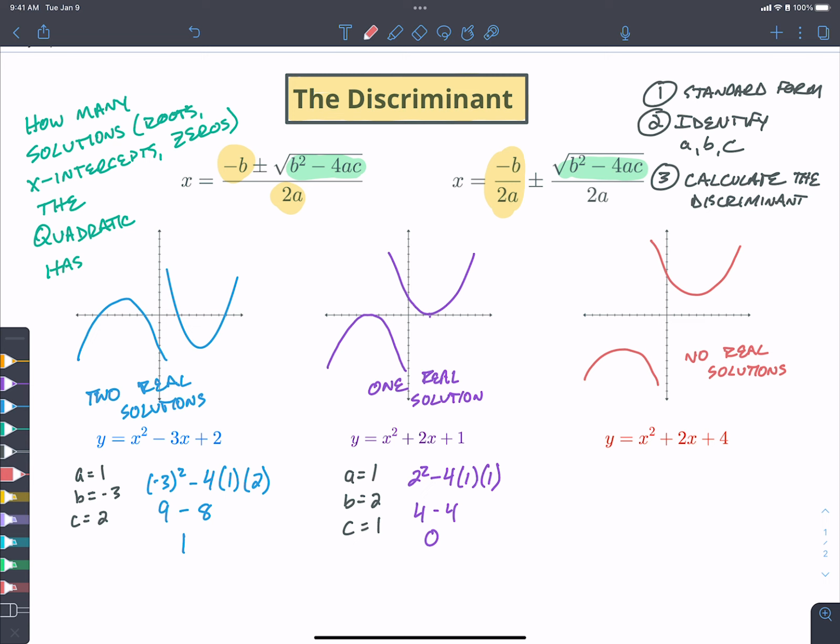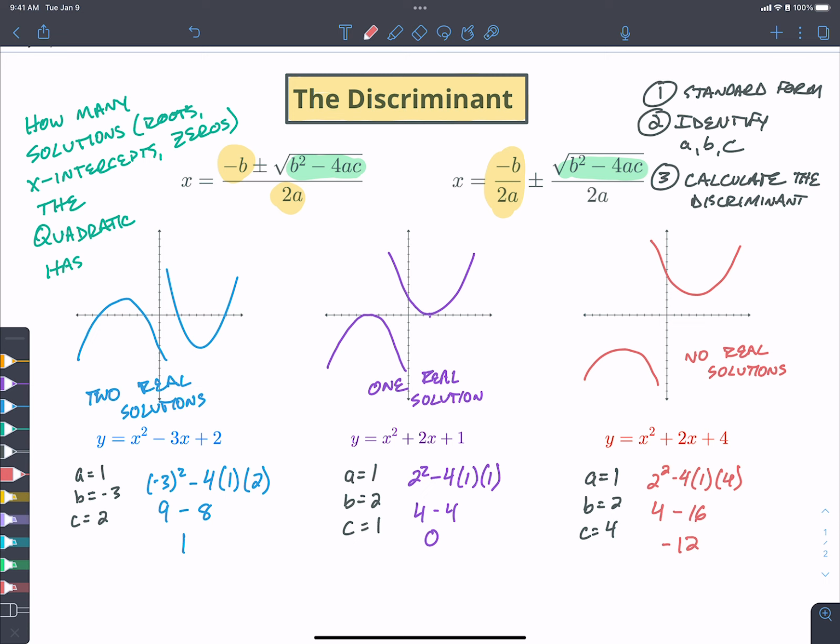And what about our red one? So we've got our a equals 1, b equals 2, c equals 4. Now, of course, all of these have a values of 1. That doesn't mean that every single a value has to be 1. Of course, you're going to have lots of different quadratics with different a values. I just chose this for simplicity's sake. So we've got b squared, 2 squared, minus 4 times a times c. So we've got 4 minus 16, which is minus 12.